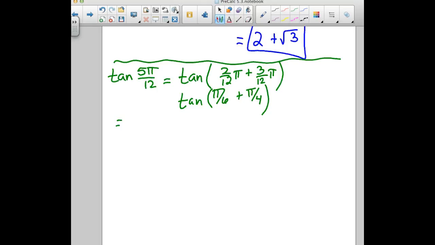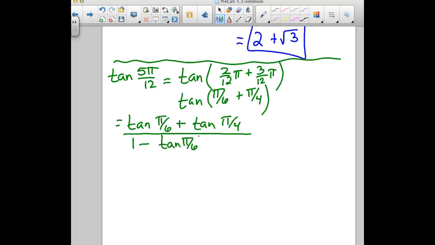So we would end up with the tangent of pi over 6 plus the tangent of pi over 4, divided by 1 minus the tangent of pi over 6 times the tangent of pi over 4. And we already know that the tangent of pi over 4 is 1, so that's going to make this pretty easy.